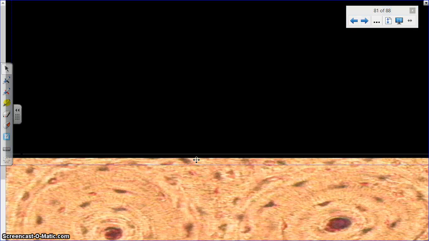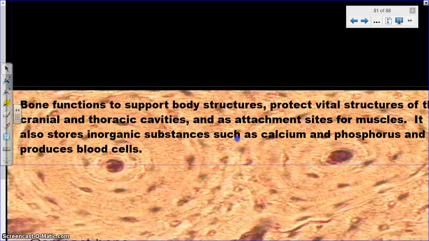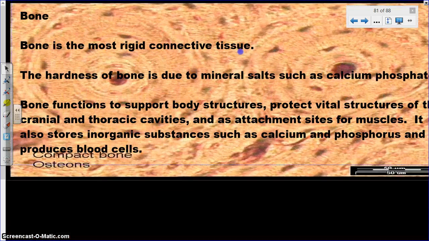Our next connective tissue is bone. Bone is the strongest or most durable of the connective tissues.